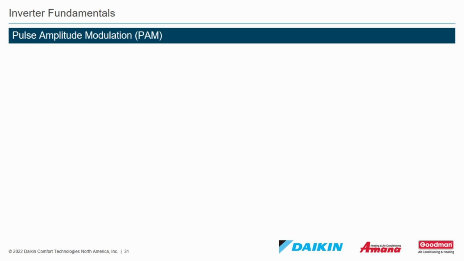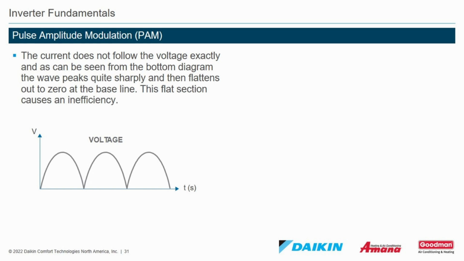PAM, or pulse amplitude modulation. The current does not follow the voltage exactly, and as you can see from the diagram below, the wave peaks quite sharply and then flattens out to zero at the baseline. This flat section makes the system inefficient.